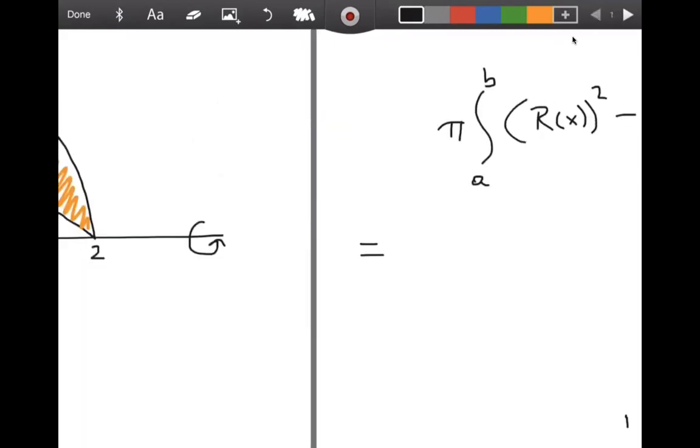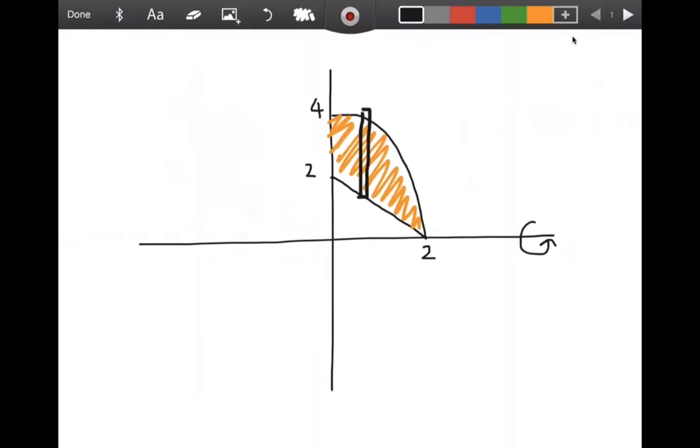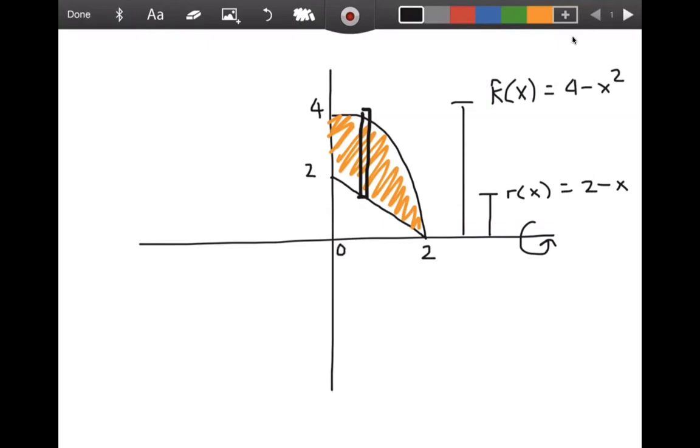All right, so in this case, the outer radius is the parabola. So big R of x is going to be 4 minus x squared, and little r of x is going to be 2 minus x. All right, and then we'll use x limits for the limits of integration. So this region starts at x equals 0, stops at x equals 2.